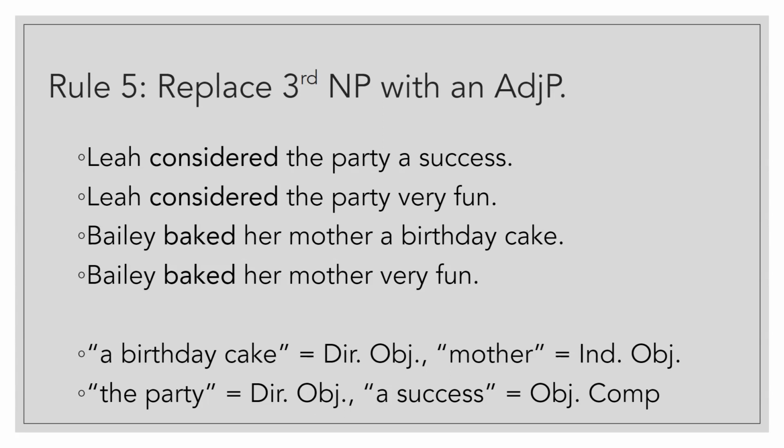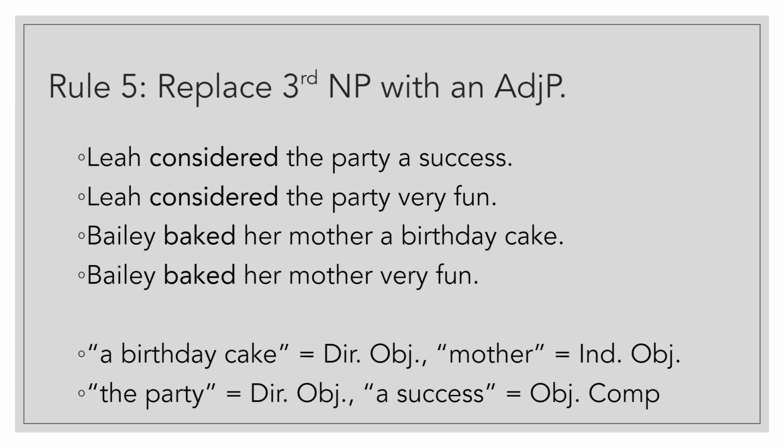You must have a direct object if you have an indirect object. And you will never have a sentence with an object complement only. You must have a direct object to have an object complement. Okay? So if you have one noun phrase after the verb phrase, right?